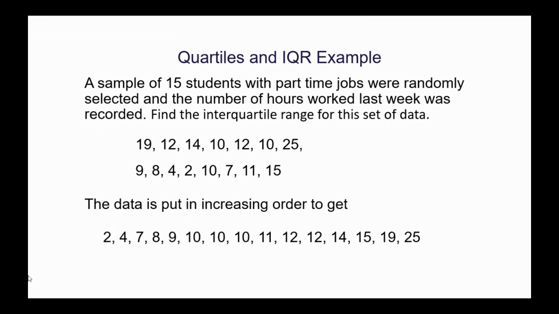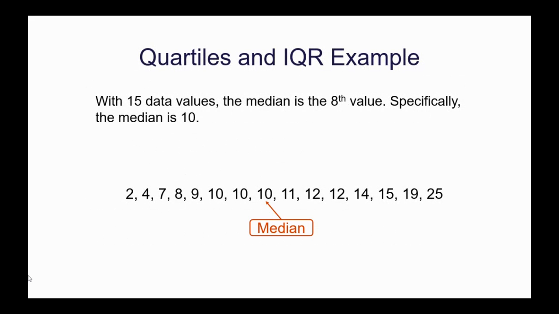So which one of these did you get as your median? Which one's in the middle? I got 10. Which 10? Yeah, the last 10. The last 10, that's right. So now we can divide it into upper and lower halves. The lower half is everything to the left of our median. The upper half is everything to the right of the median.